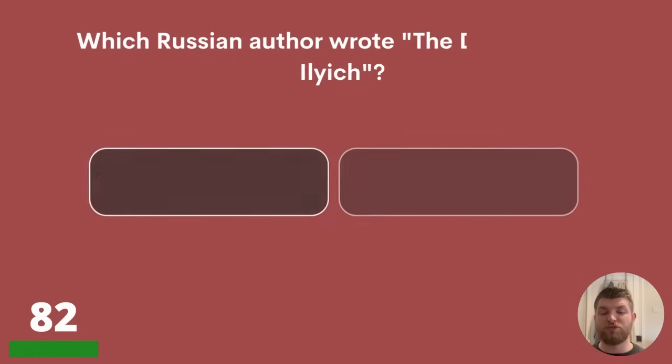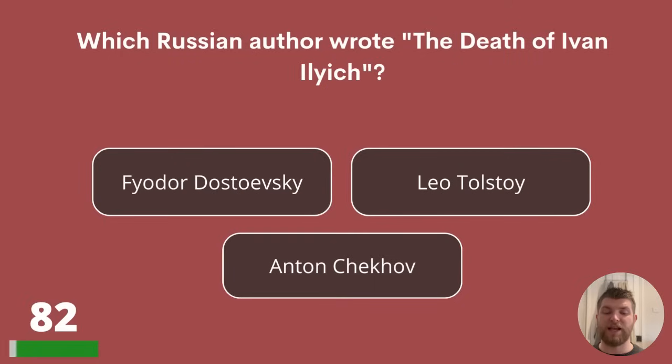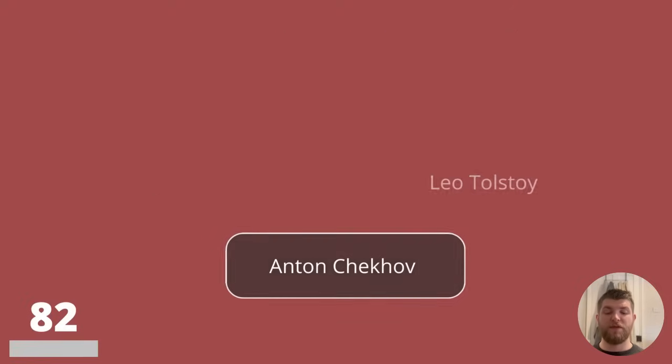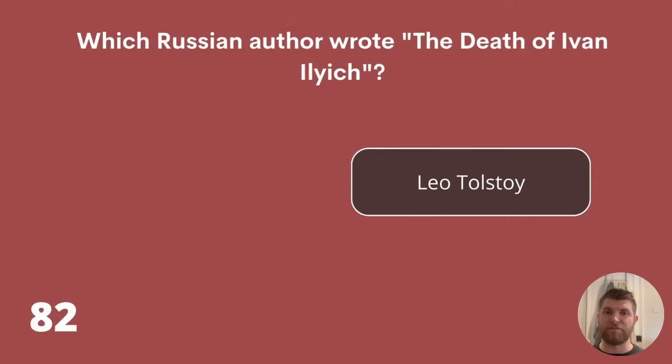82. Which Russian author wrote The Death of Ivan Ilyich? Fyodor Dostoevsky, Leo Tolstoy, or Anton Chekhov? The answer is Leo Tolstoy. He's been the answer to a couple of the questions in this quiz.